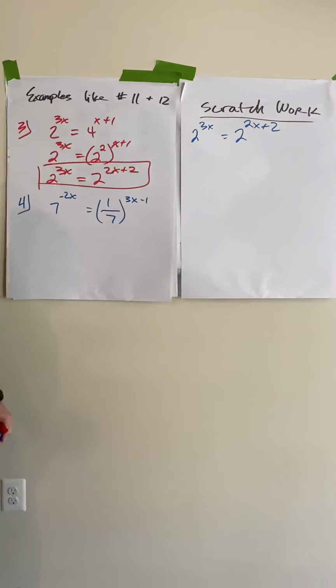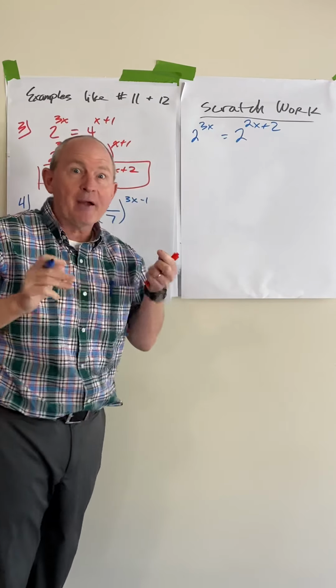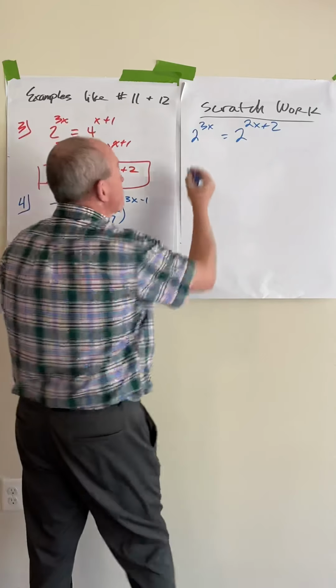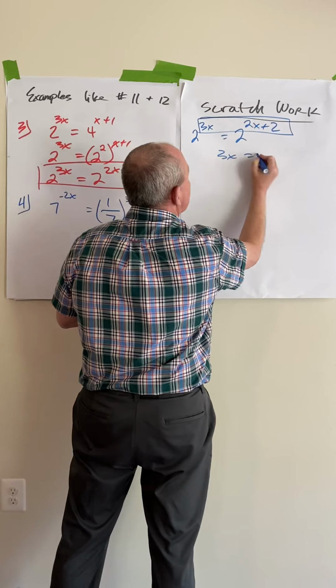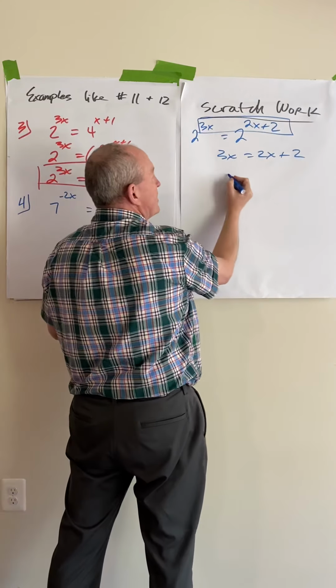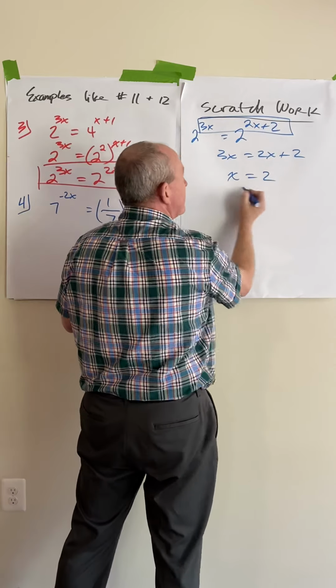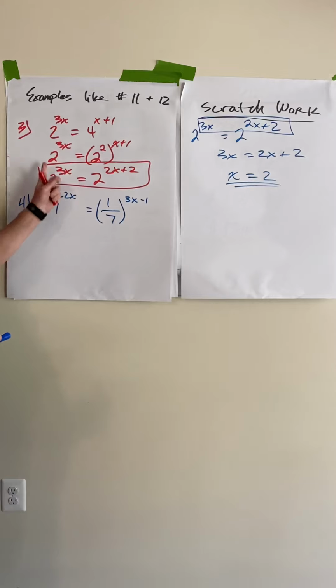All right, so I want to say, okay, the bases are the same, so now I can say the exponents are equal. So I'm going to write a new equation that says that equals that. 3x equals 2x plus 2. And now I just subtract 2x from both sides, and we got x equals 2. That's the answer. That's how you do that. The key was to make the bases the same and set the exponents equal.